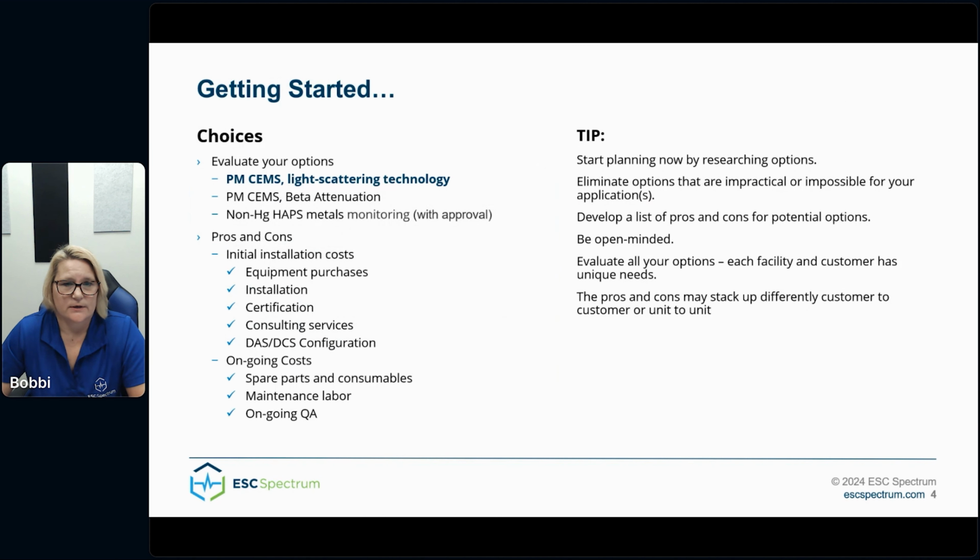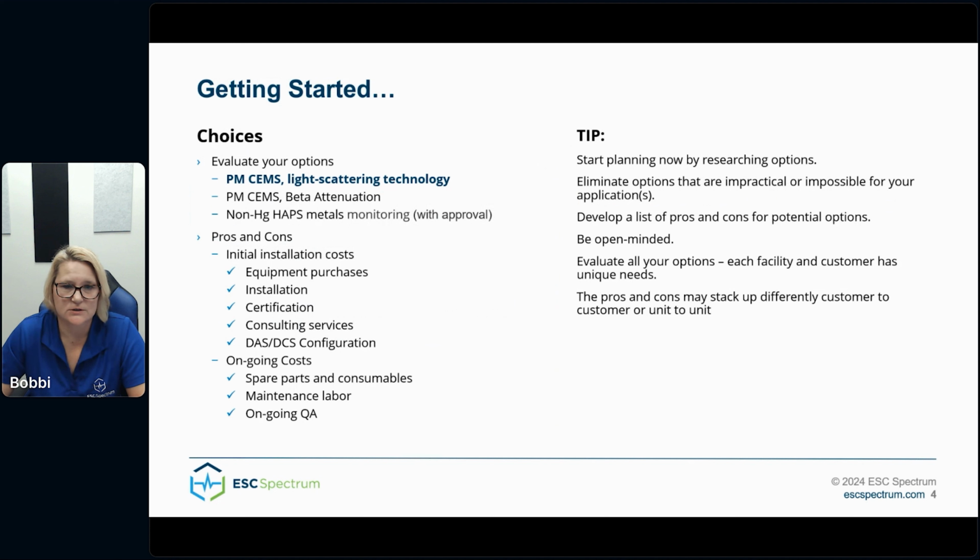So, getting started, the first step in planning is evaluating your options. I grouped the options into three main categories: light scattering PM CEMS, which we'll cover here, beta attenuation PM CEMS, and metals monitoring. Each of these options will have pros and cons.